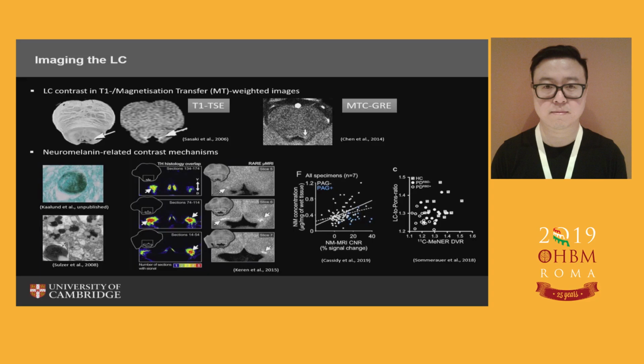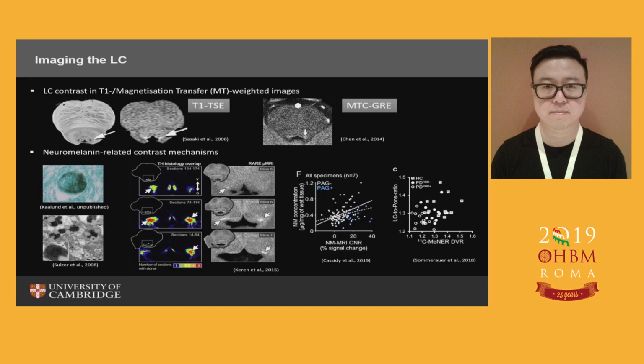In 2006, Sasaki first discovered that enhanced signals of the LC can be detected using a T1-weighted turbo spin echo sequence. Later, it was found that magnetization transfer-weighted images can also be used to image the LC. The signals picked up from those images possibly come from the deposition of neuromelanin, which is the dark pigmentation in the noradrenergic cells that can chelate some neurotoxic factors such as iron or copper.